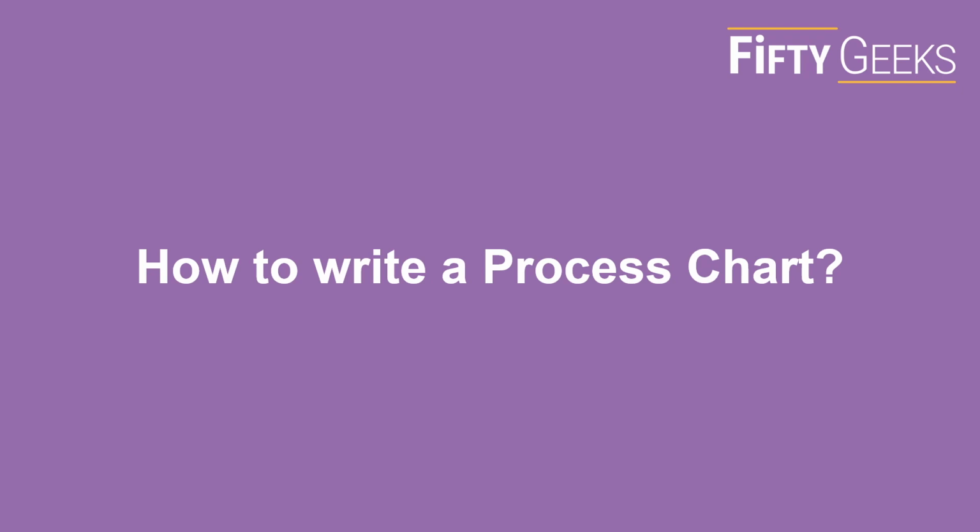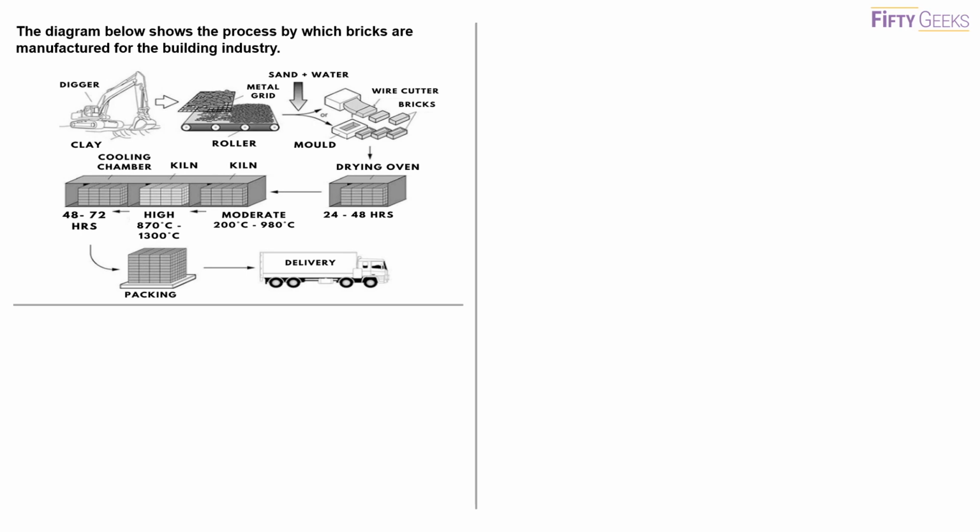In this lesson, we will learn how to answer a process chart question. For better understanding, I will take a sample question and solve it step by step. Let's have a look at the sample question, which says, the diagram below shows the process by which bricks are manufactured for the building industry. As you can see, this diagram shows a clear picture of the brick manufacturing process, and it is going through several different stages. In our writing task, we have to explain all these stages.